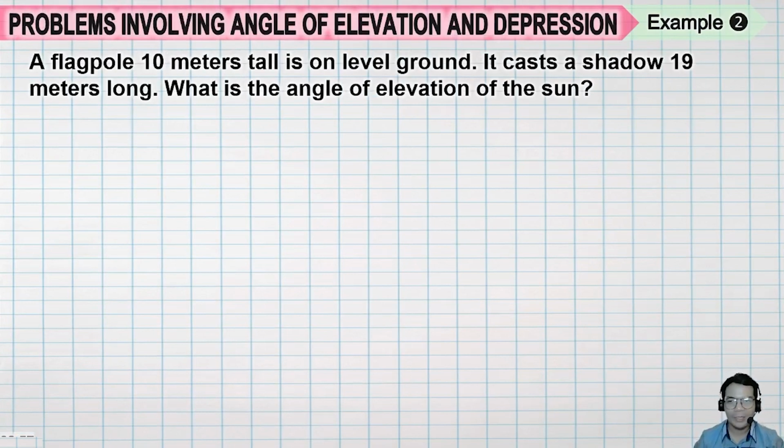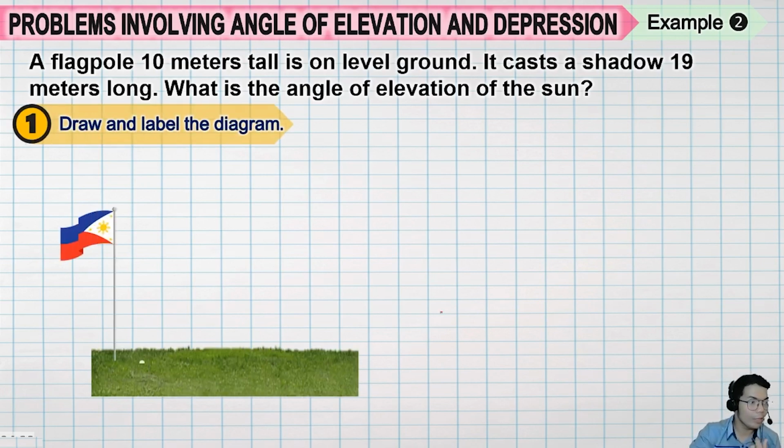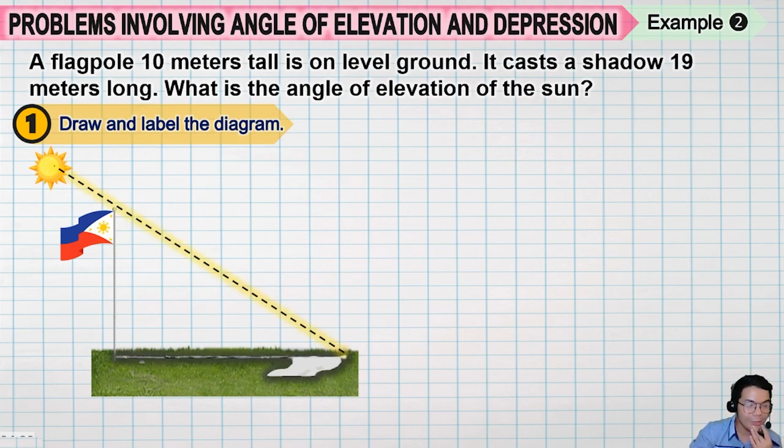A flagpole 10 meters tall is on the level ground. It casts a shadow of 19 meters long. What is the angle of elevation of the sun? So, kailangan mo ng flag dito. So, flag. Pwedeng flag ng Pilipinas katulad ng ginawa ni Jamie Lynn, di ba? Then after that, it should cast a shadow. So, ilalagay natin syempre yung araw na kung saan pag nag-shadow yung flag dun sa opposite direction ng ating araw. 'Di ba? Ganun naman talaga yung logic kapag araw ang pinag-uusapan natin.